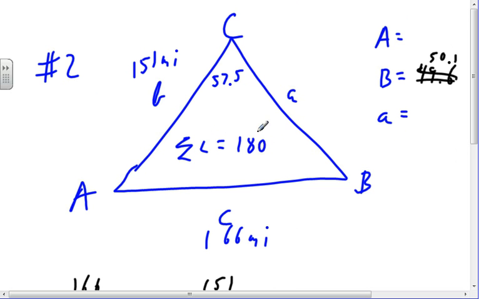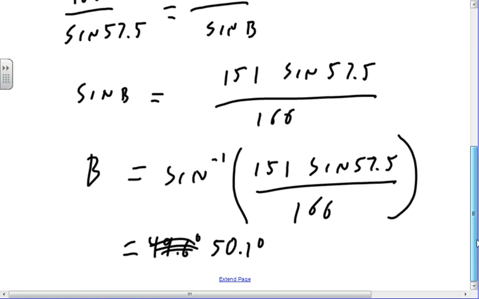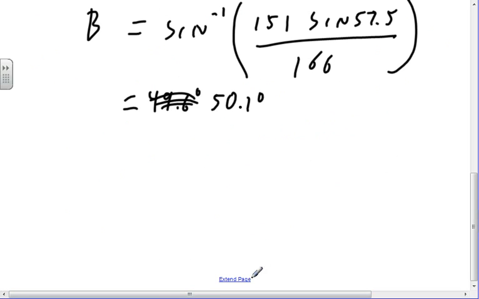Now, we remember from 7th grade that the summation of the angles has to be 180. So if I take 180, minus 50.1 minus 57.5, boom, I get 72.4. Okay, so now I know A. I need to find little a.